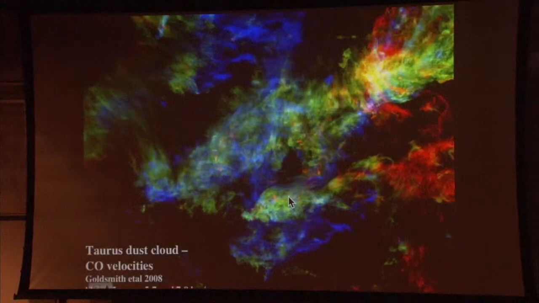So this is using 12CO velocities on the Taurus cloud. And unfortunately, the legend has been cut off, but there are 3 different velocity planes, red, green, and blue. Green is at 5 to 7 kilometers per second, red at 7 to 9, and blue, I guess, at lower velocities. It's blocked out on my screen, too.